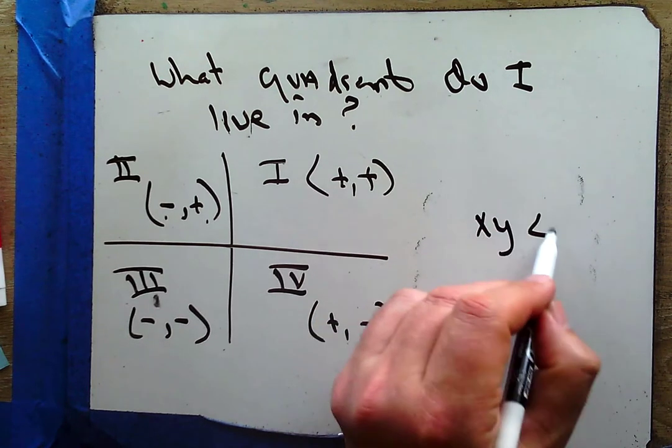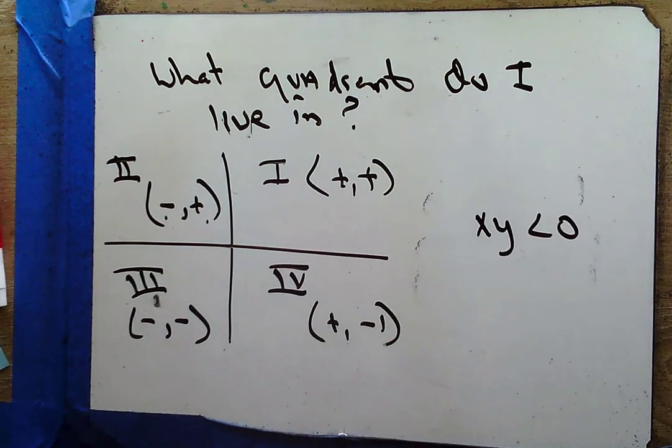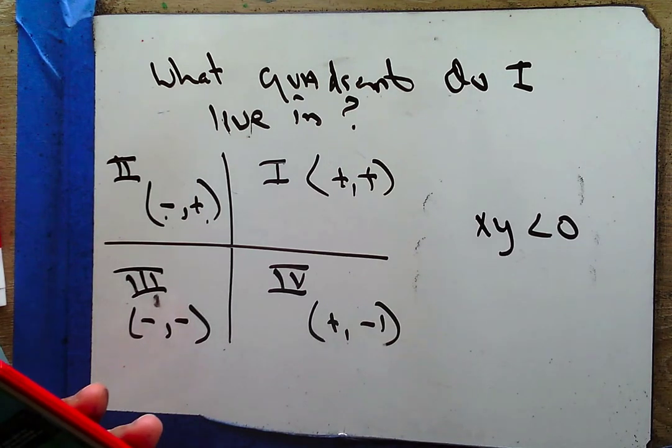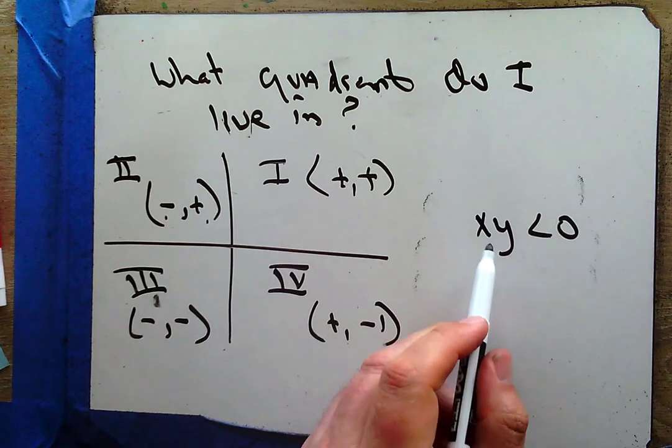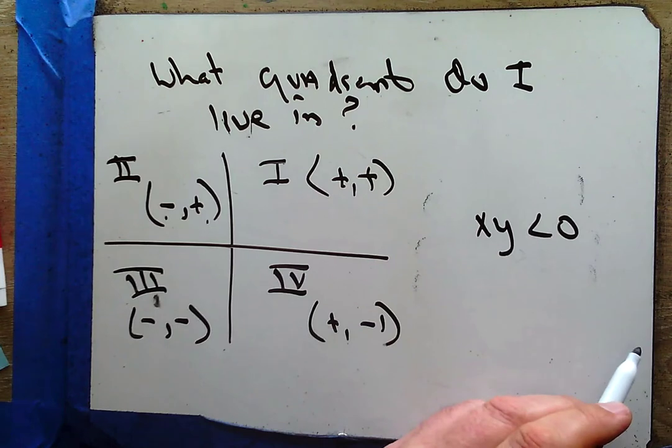x times y is less than 0. What quadrant or quadrants would I have to live in if x times y was less than 0?